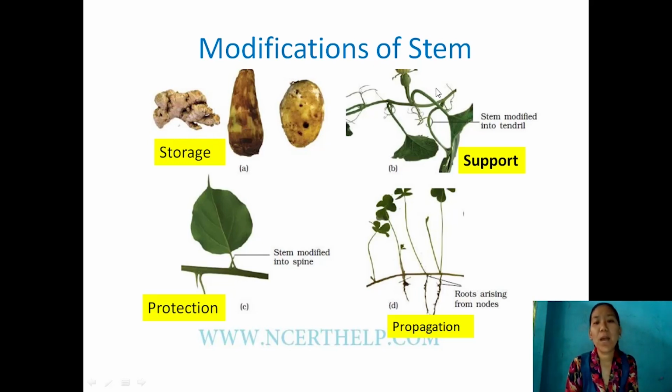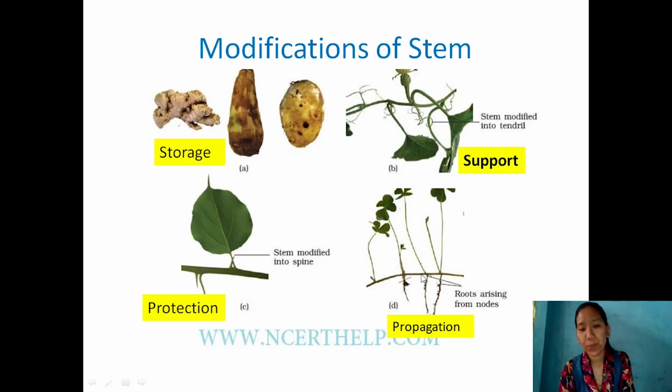And to support the plant body, the stem is modified into tendrils. When the stem is weak, not woody, then it supports itself on another stronger or sturdy plant, and they get support through the tendril. So these are formed also by modification of stem. And again here, for protection, the axillary bud, the stem is modified into spine, which in turn will help them against browsers.